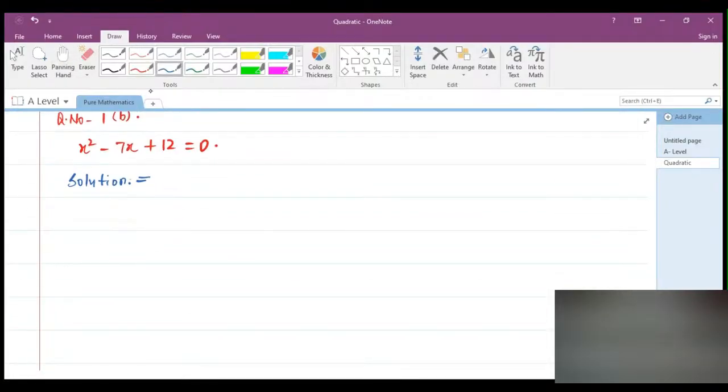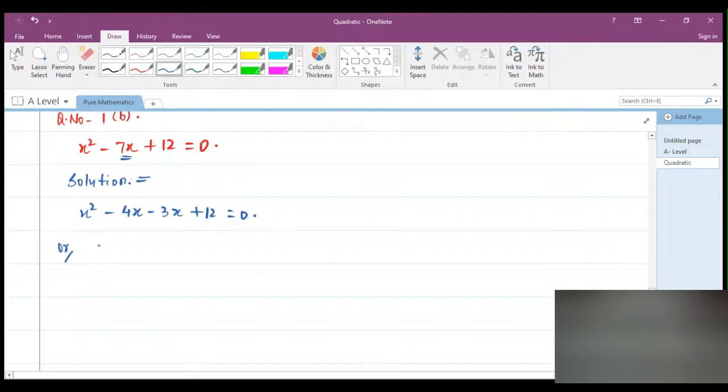We break the middle term 7x in such a way that the multiplication will be 12 and the addition or subtraction will be 7x. So here we get x squared minus 4x minus 3x plus 12 equal to 0. Hope that there is no problem to understand up to this step.